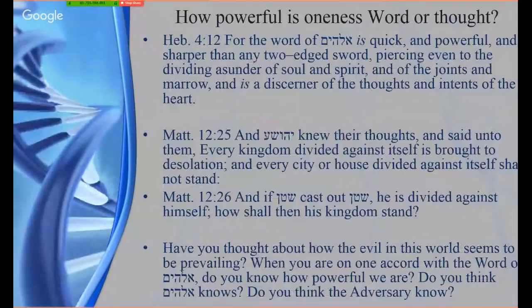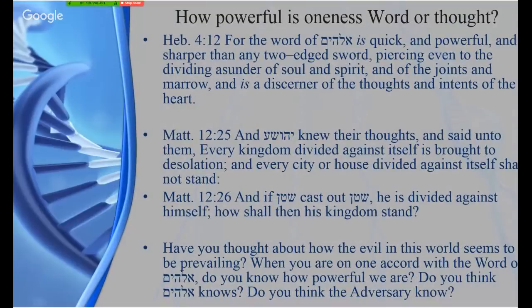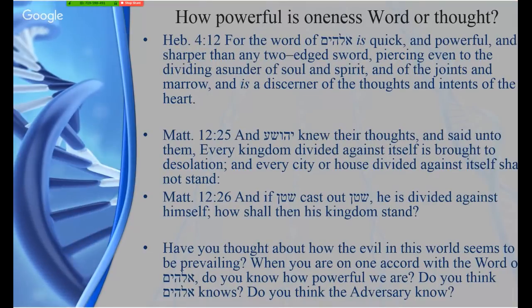All right, so I put, how powerful is oneness, word or thought.